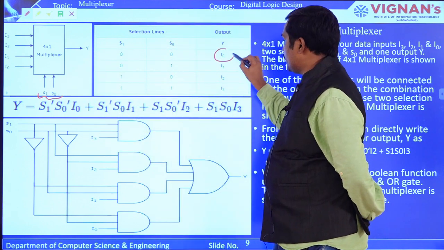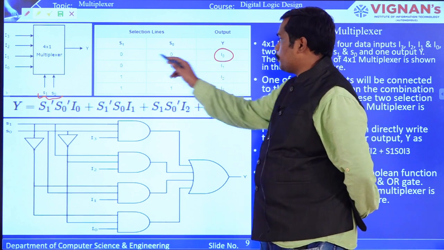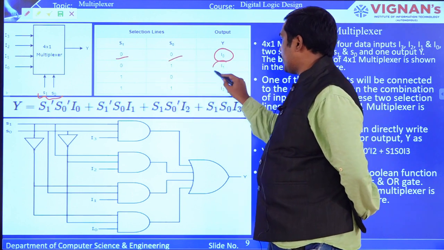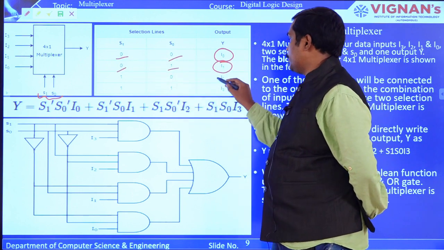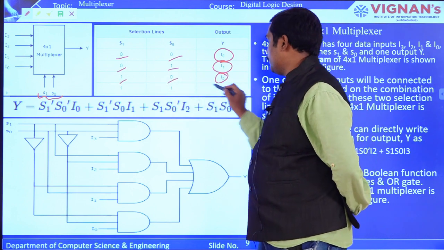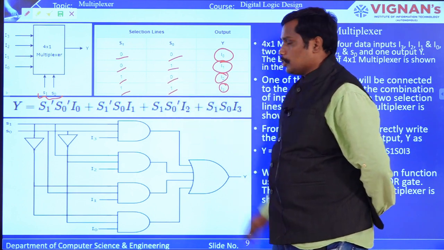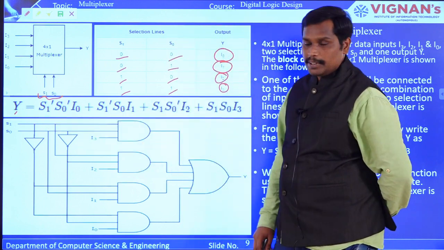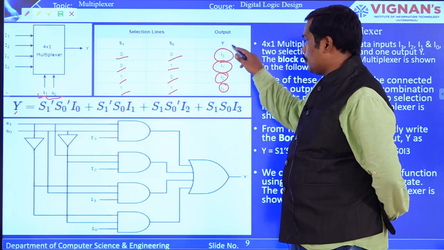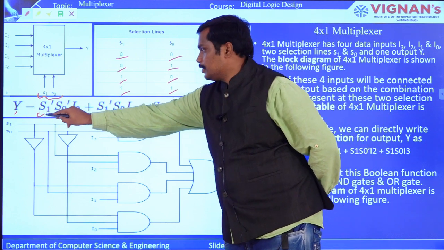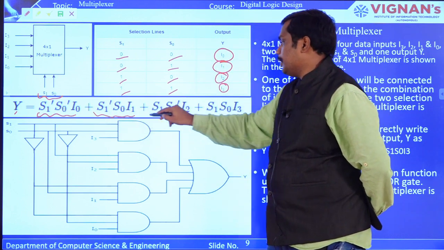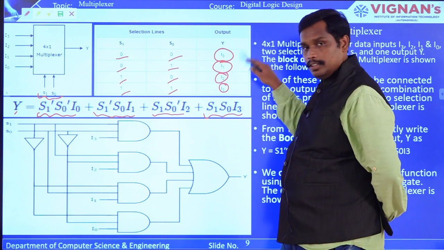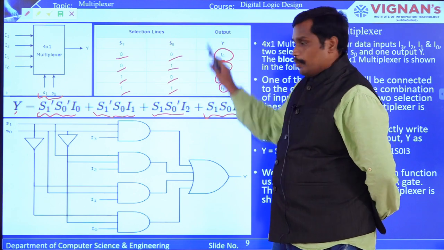So if you want to make I0 active, then you have to give selective lines as 0, 0, and for I1 it will be 0, 1, and for I2 it will be 1, 0, and for I3 it will be 1, 1. Based on that, you are going to derive a Boolean expression. This is how you are going to derive an expression for Y. So you can see these particular logics. These are the min terms that you have generated for the particular block diagram as well as the truth table.